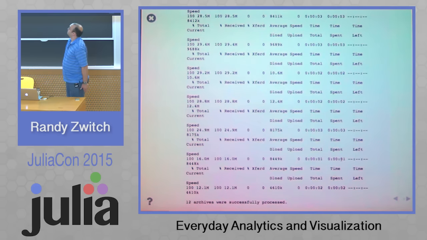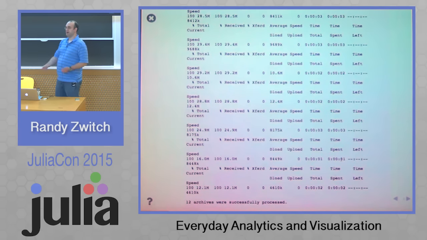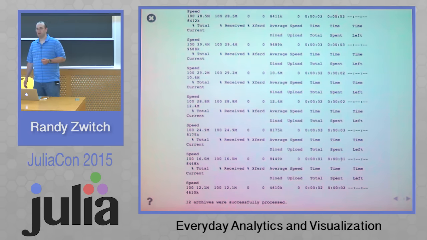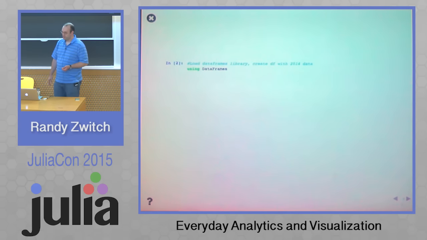Okay, so at the bottom you can see 12 archives were successfully processed. That's the output of the final command that unzips all of the files. So now in a directory similar to the working directory I'm using, you'll have 24 files. You have the zip files, you also have the CSV files. And from there, we can go ahead and create a data frame with all this data.